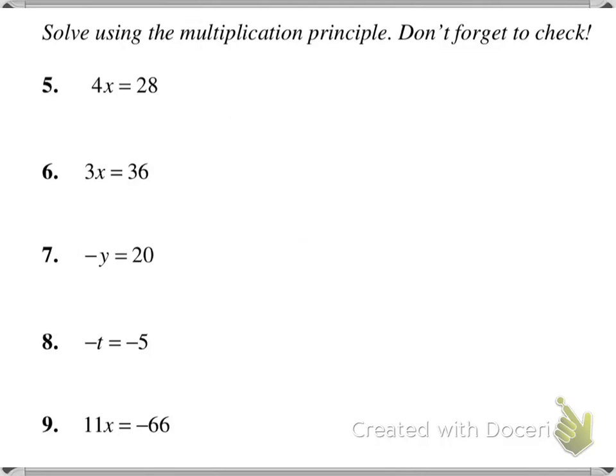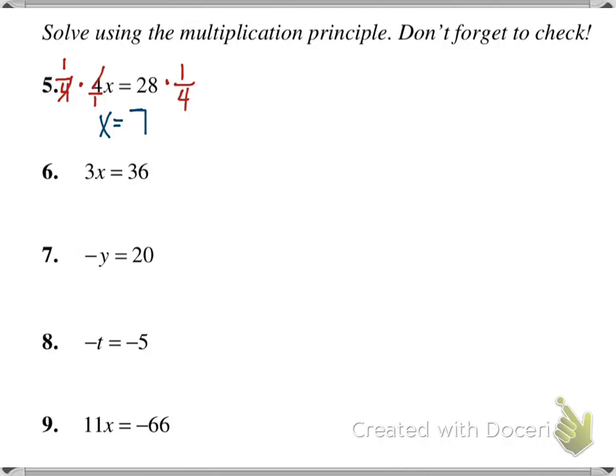You can think of this as multiplying by the multiplicative inverse, which of 4 would be 1/4. So if you multiply by 1/4 and you put 4 over 1, the 4's cancel and you're left with simply x on that side. Well, remember, what you do to one side you have to do to the other side, so I would have to multiply the other side by 1/4 as well. And 1/4 of 28 is 7.